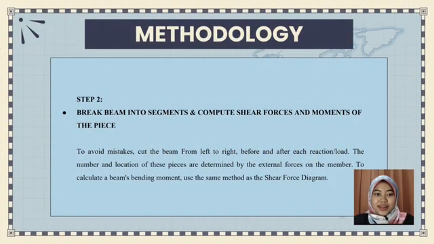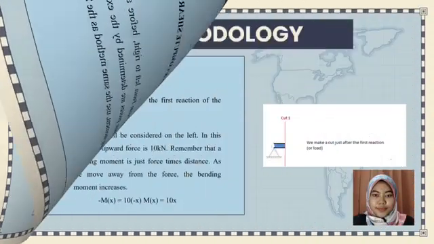Next, step 2, we need to break the beam into segments and compute shear forces and moment of the pieces. To avoid mistakes, cut the beam from left to right before and after each reaction or load. The number and location of these pieces are determined by the external forces on the member. To calculate a beam's bending moment, use the same method as the shear force diagram.